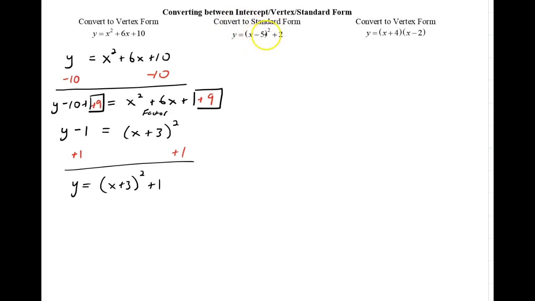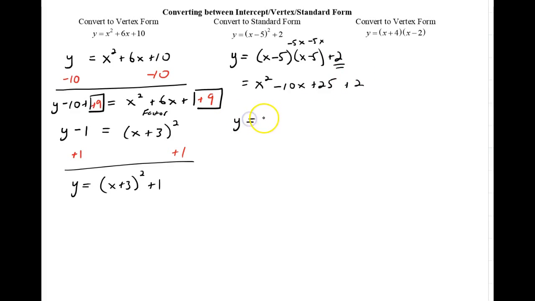Okay, so now to go from vertex form to standard form. Remember, this square really just means that there's two of them. And so now you can just FOIL it out. X squared, so this will give us minus 5x minus 5x, so that gives us minus 10x. And then the negative 5 and negative 5 gives us positive 25. And then don't forget about that plus 2. And so this becomes y equals x squared minus 10x plus 27. So again, you could check that into Desmos.